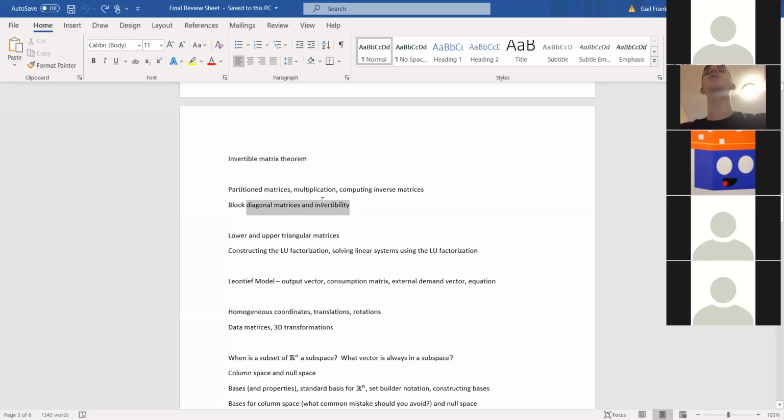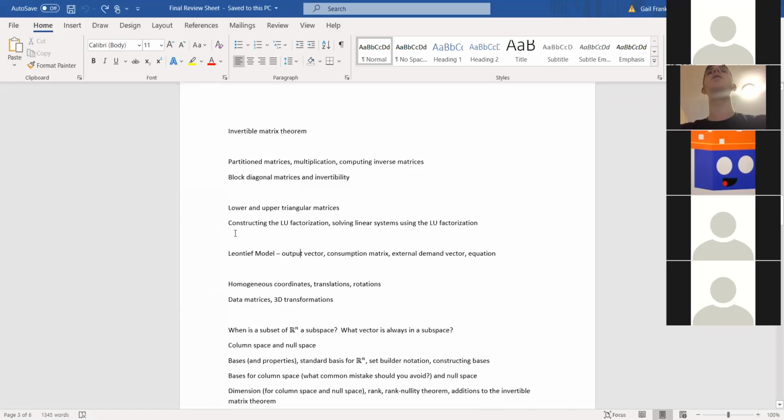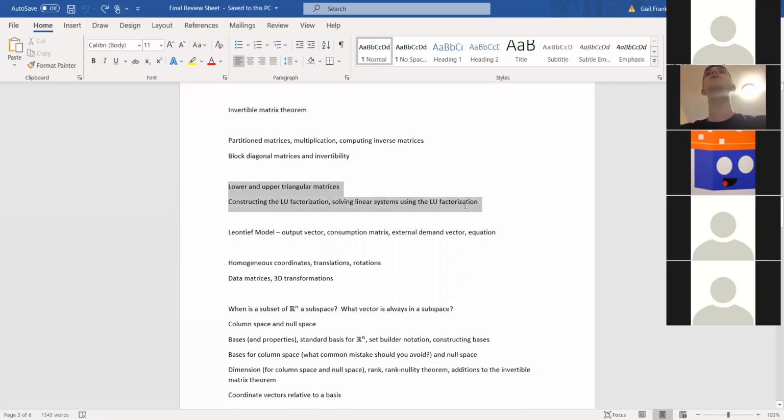Block diagonal matrices, those are just partition matrices where you have 0 matrices everywhere but the main diagonal. And they're only invertible if every matrix on the diagonal is invertible. Then the LU factorization, this is another one of those topics where there's probably only going to be one or two questions.